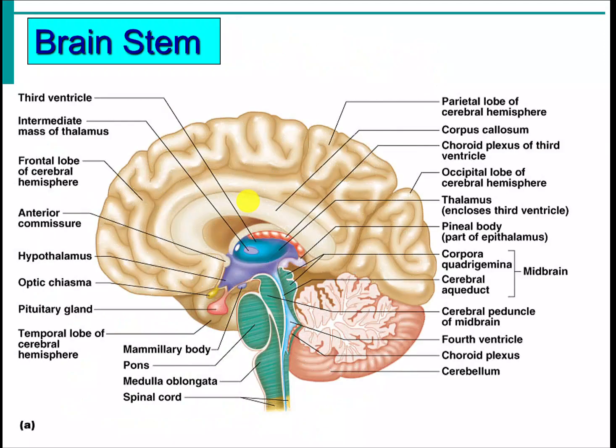Okay, so let's look at a sagittal section of the brain again. And again, we have the cerebral hemispheres. We have the diencephalon, which you just went over. And now we're going to talk about the brainstem right here. You'll notice we've got what's called the midbrain right in here. We have the pons and the medulla oblongata. Below that, we have the spinal cord.